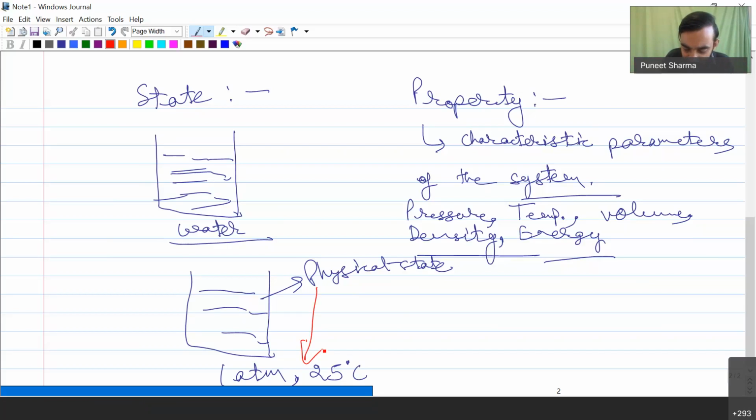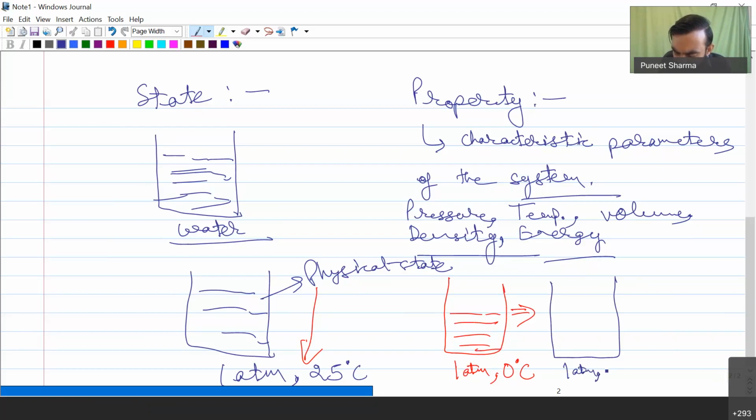Now, consider a situation where I have initially taken some ice, which was at 1 atmospheric pressure and 0 degrees Celsius temperature. After that, I heated this ice until its temperature reached 25 degrees Celsius. So I have changed the state of the system from 1 atmospheric pressure and 0 degrees Celsius to 1 atmospheric pressure and 25 degrees Celsius. This state has been changed upon addition of heat, but the physical state we have now is the same as the one we initially had at 1 atmospheric pressure and 25 degrees Celsius, even though we obtained these properties after heating our system.